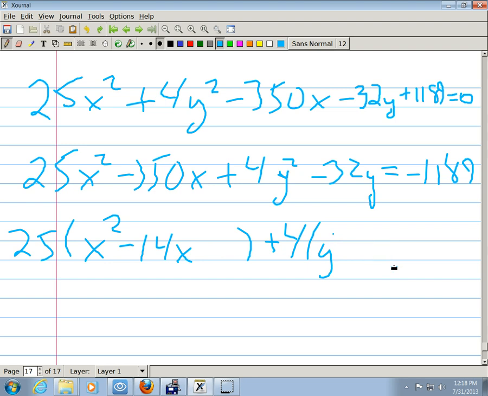My y's are not working out here. My squares and my y's are not working out. My 8's. Nothing's working out. Okay. All right, now do the completing of the square just like before.